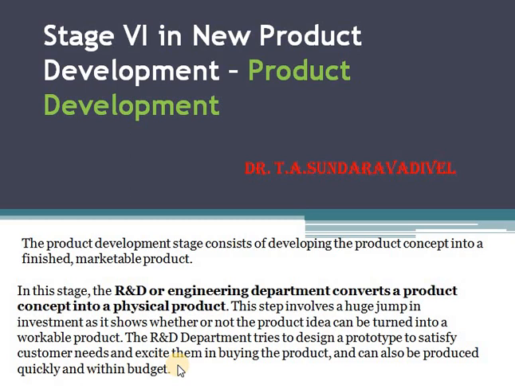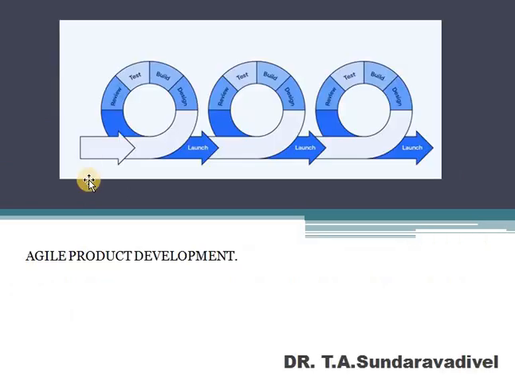Okay. So the R&D department tries to design a prototype to satisfy customer needs and excite them in buying the product, and also can be produced quickly within the budget. Okay, so this can be done in two ways. One is Agile methodology. Agile methodology means, this is the schematic of Agile methodology, that is continuous design. Okay, design, build, test, review, and then launch.